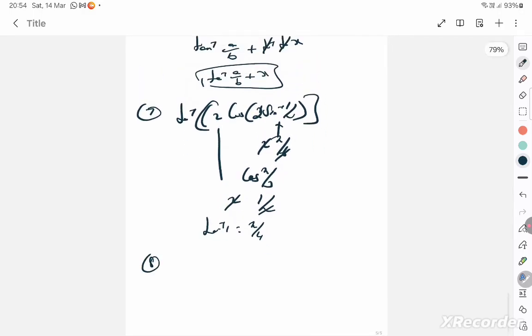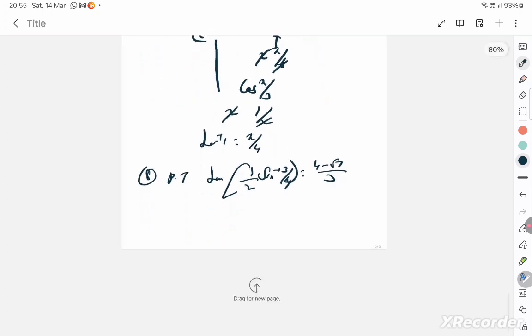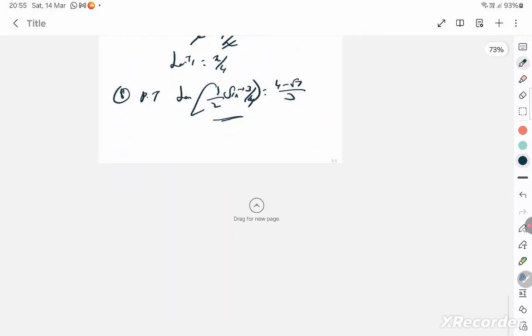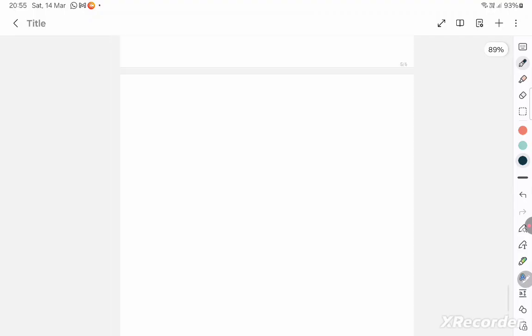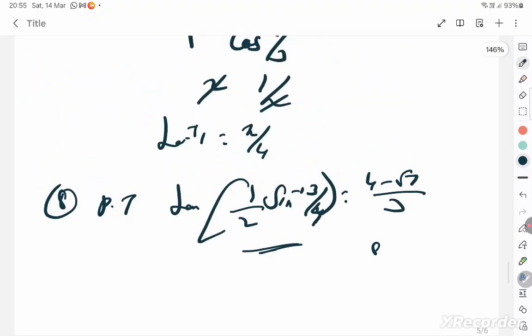So let's go to 8th question. So next question is prove that tan of half of sin inverse of 3 by 4 is equal to 4 minus root 7 by 3. So the moment you see half sin inverse, let's write sin inverse of 3 by 4 as 2 theta. So sin 2 theta is 3 by 4. So tan of half of 2 theta is simply tan theta.